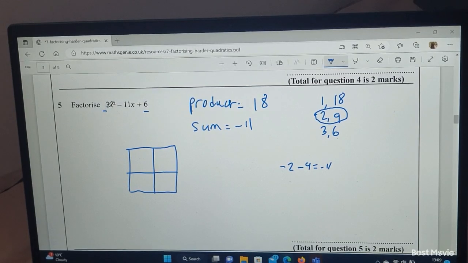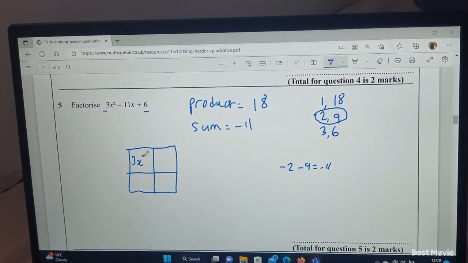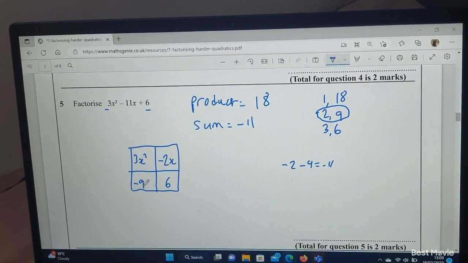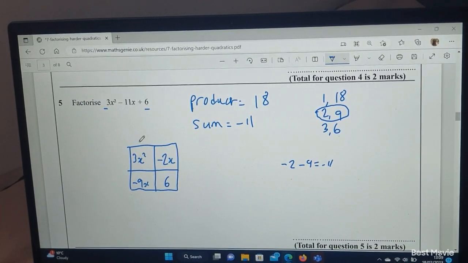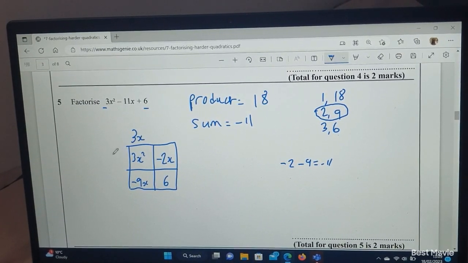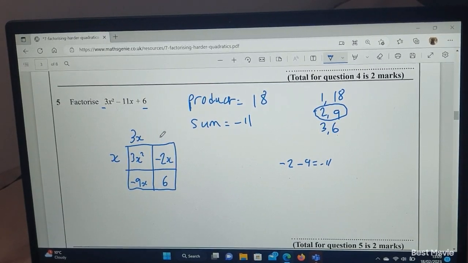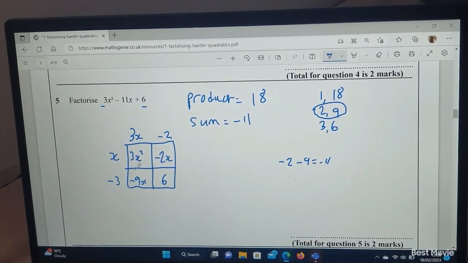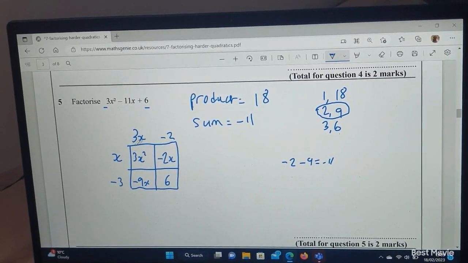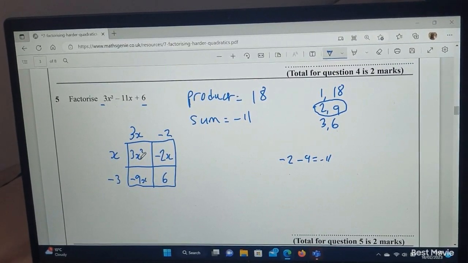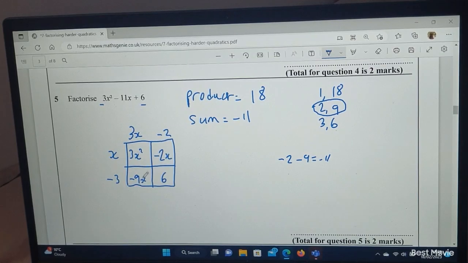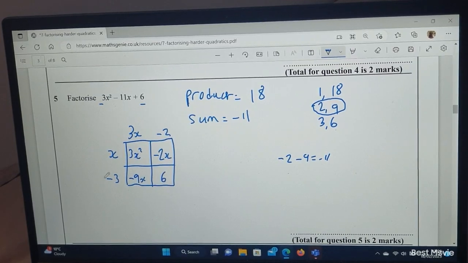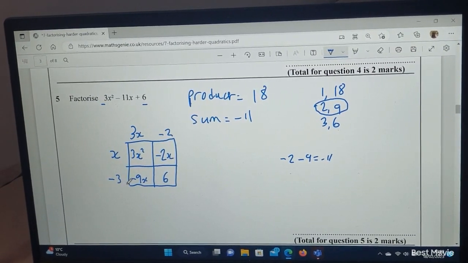So in this box, I've got 3x squared here and 6 here, and then minus 2x and then minus 9x. Then I'm going to find the highest common factor. 3x and x, and then minus 2 and minus 3. So 3x times x is 3x squared. 3x times minus 3 is minus 9x. When I had minus 2 there, for this to be 6, I must have minus 3 there. It can't be anything else but minus 3.